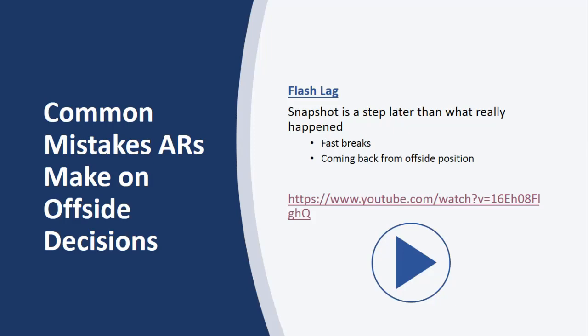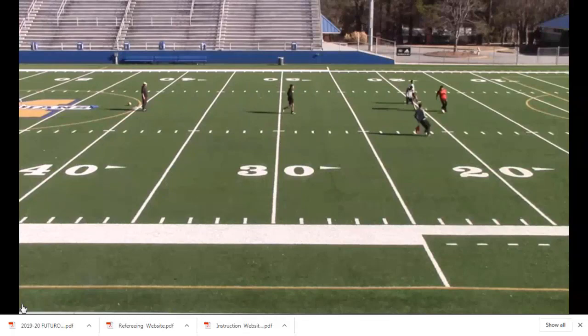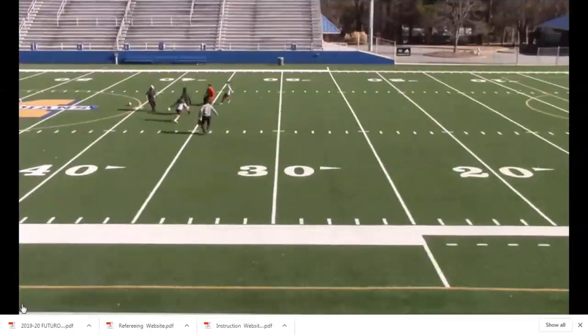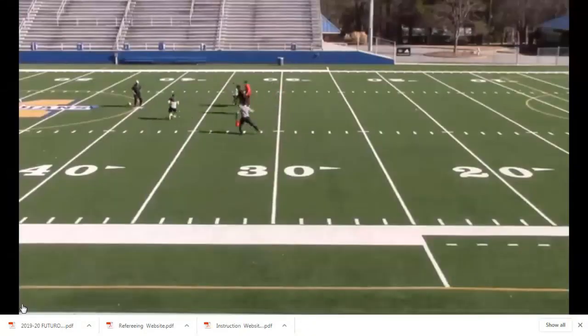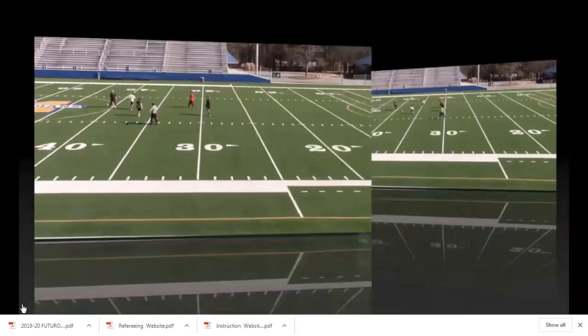A lot of times this flash lag will kick in when we have fast breaks, and when we've got an attacker coming from an offside position to collect the ball. I did find a YouTube channel or a clip that actually had some of these that you can watch. I thought they were a really good demonstration of drills that you can do when we can actually get in person again. And as it looks like right now, high school soccer is going to be going forward, so we may be able to socially distance and actually get some offside drills going on.